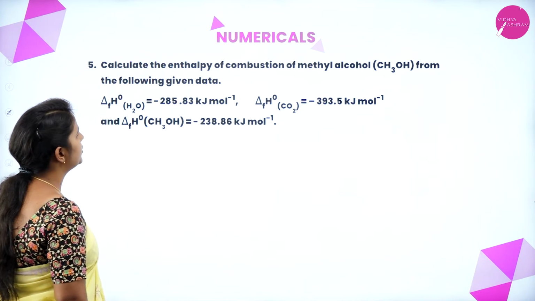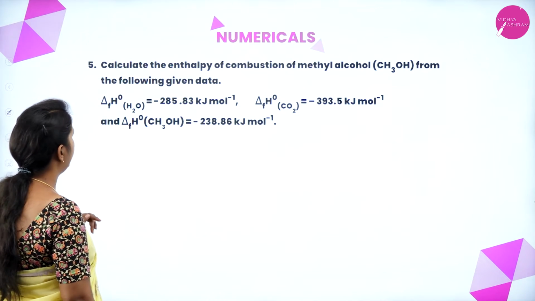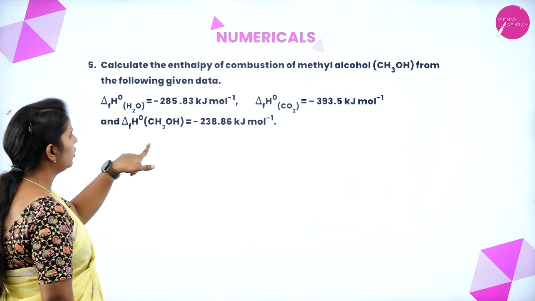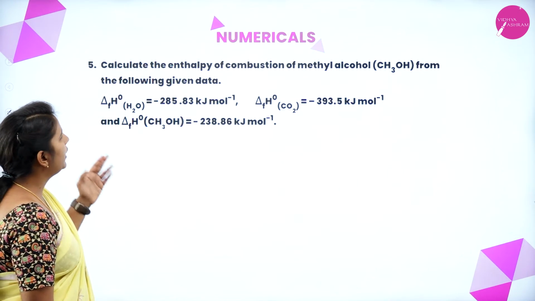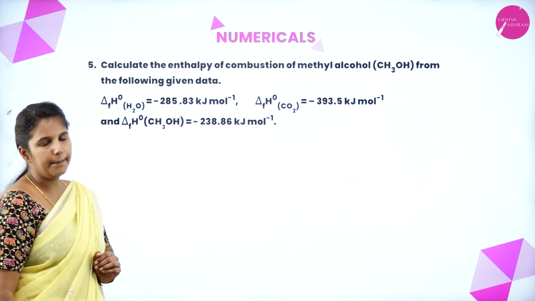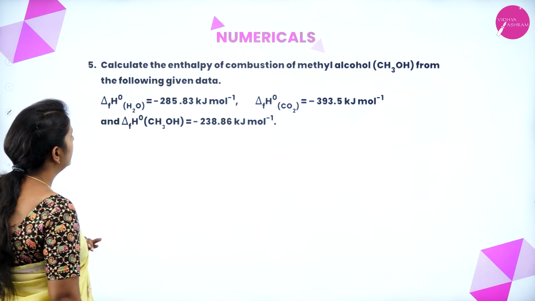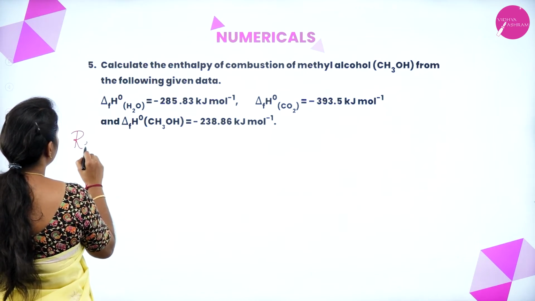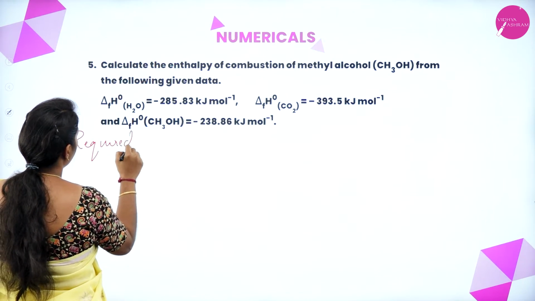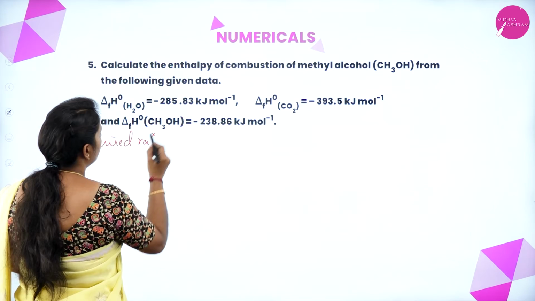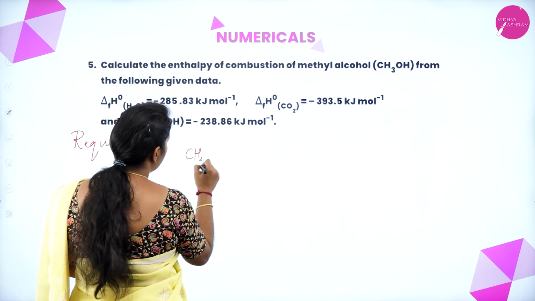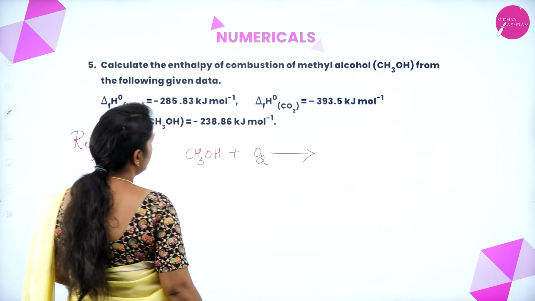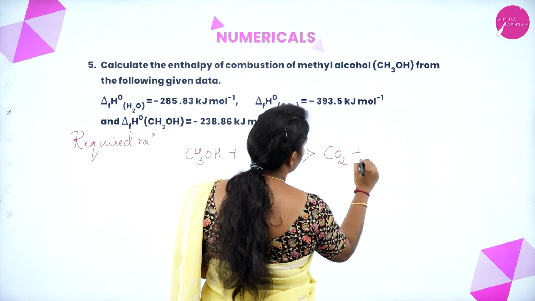We have one more numerical. Calculate the enthalpy of combustion of methyl alcohol from the following data. That is the enthalpy of formation of water, enthalpy of formation of methyl alcohol and carbon dioxide they have given. We need to calculate the enthalpy of combustion of the methyl alcohol. So first, I'll write the required reaction for this. We need to take methyl alcohol reacting with oxygen and giving rise to carbon dioxide and water molecule.